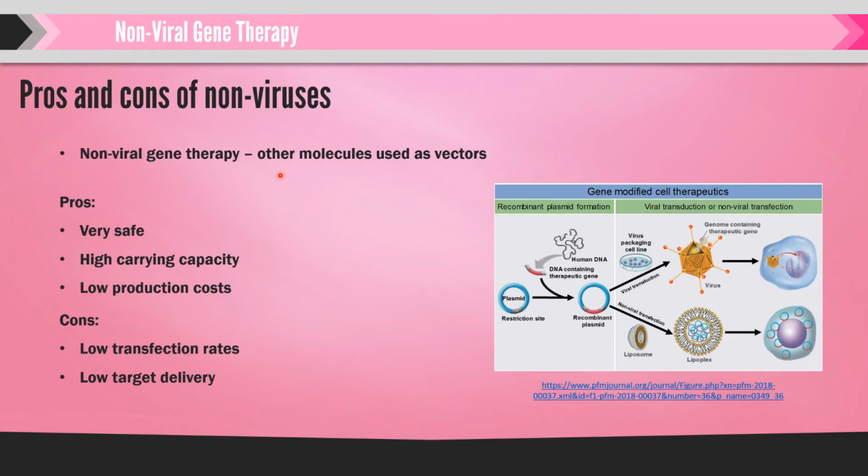As the name entails, you're going to be using other molecules that aren't viruses as these drug vectors. So the pros are that they are very safe because they don't contain that genetic material we were worried about with the viruses that might trigger an immune response. They have a high carrying capacity and low production costs. Now, the cons are actually what made the viral vectors advantageous: the viral vectors induce transfection a lot better, and their target delivery was more accurate, as opposed to here, where we may not get them into the right cells that we need them to get into to deliver their payload, right?